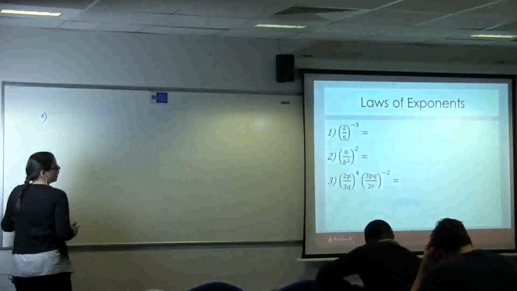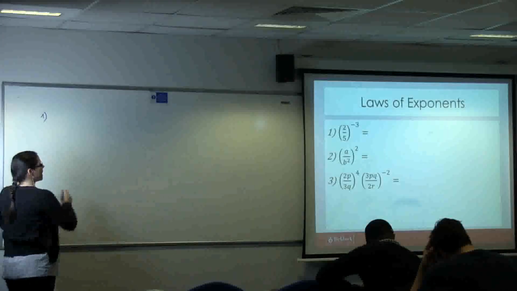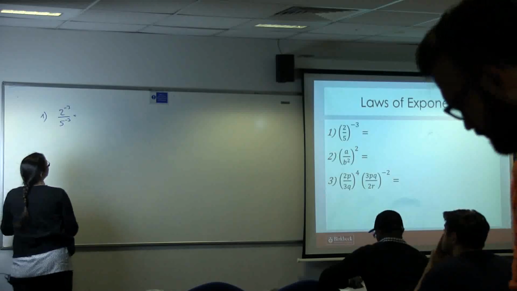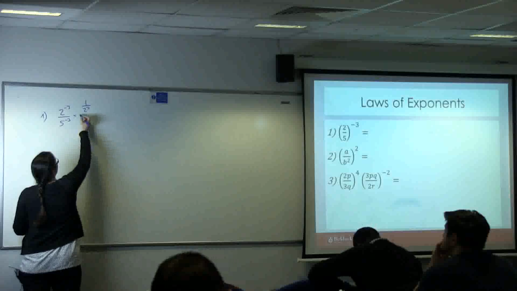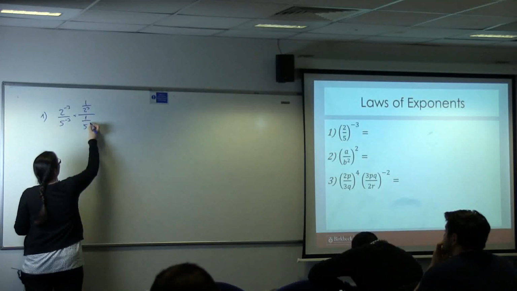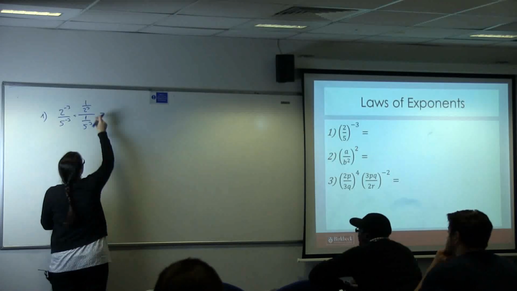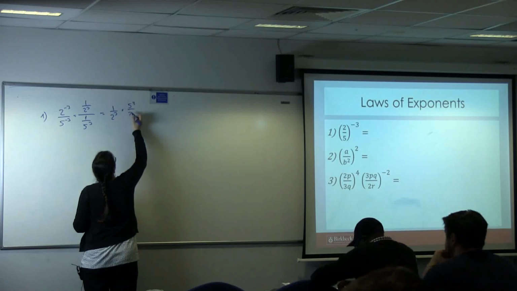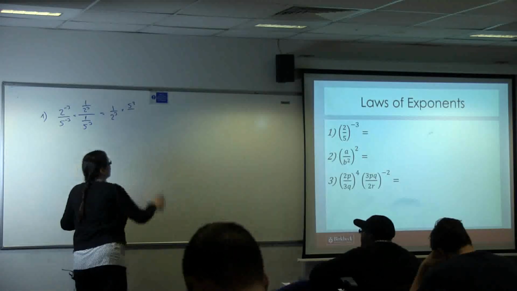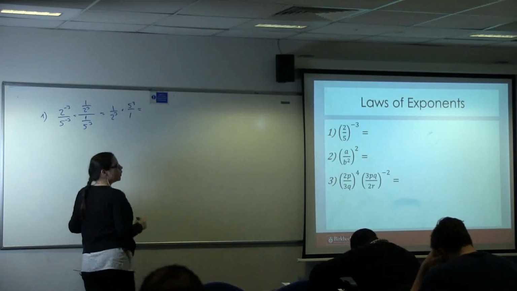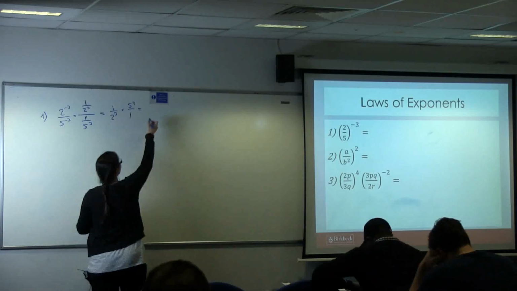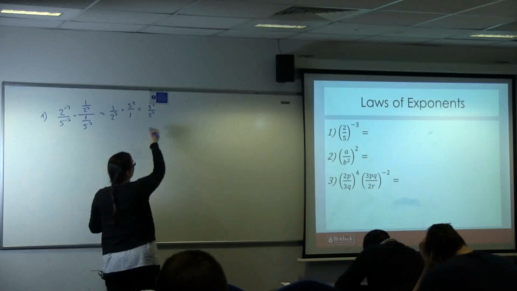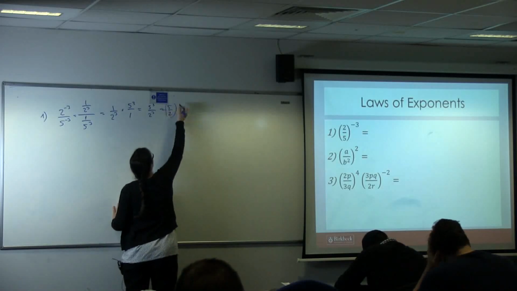First question, 2 over 5, all to the minus 3. Now I can break that up as 2 to the minus 3 over 5 to the minus 3. Now I know that 2 to the minus 3 is 1 over 2 to the 3, and 5 to the minus 3 is 1 over 5 to the 3. Dividing a fraction by another fraction is keeping the numerator and multiplying it by the reciprocal of the denominator, which is just 1 here. And then multiplying fractions together, top by top, bottom by bottom. So that's 5 to the cubed over 2 to the cubed. But now I can apply the same rule backwards, and I can say 5 over 2, all cubed.